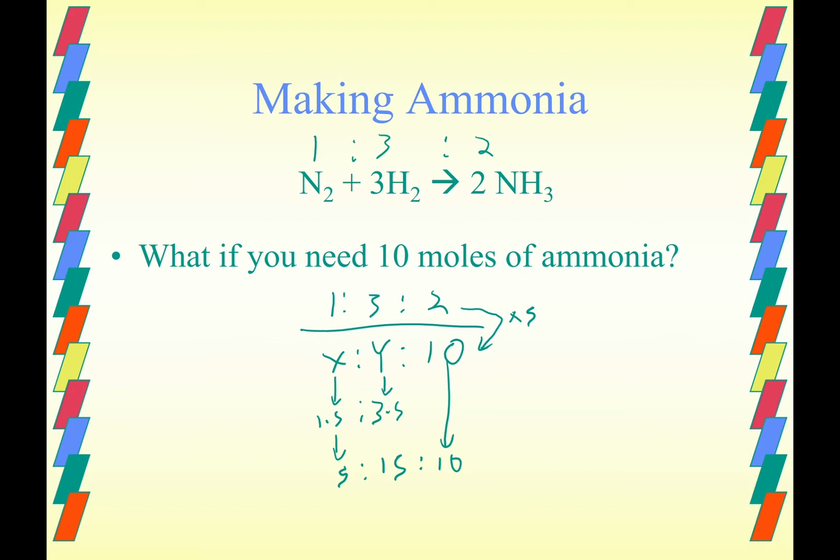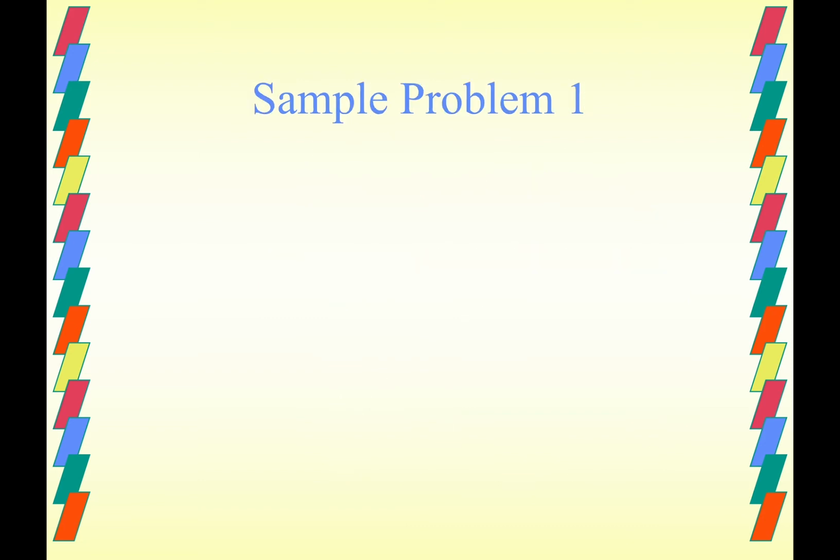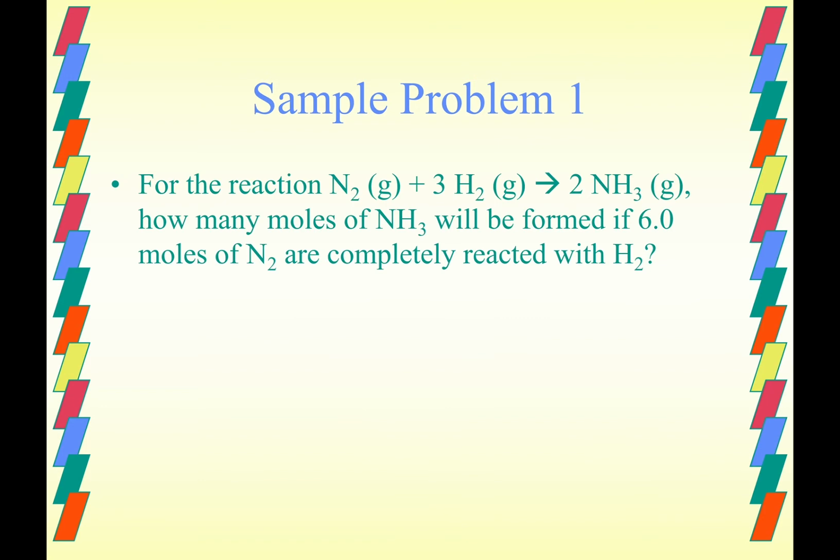If we divide each of these by 5, what we get is a 1, 15 by 5 is 3, 10 by 5 is 2, which matches our original proportion from the Haber process reaction. So the key with stoichiometry is preserving your proportions from beginning to end. We're going to do this in a series of sample problems.